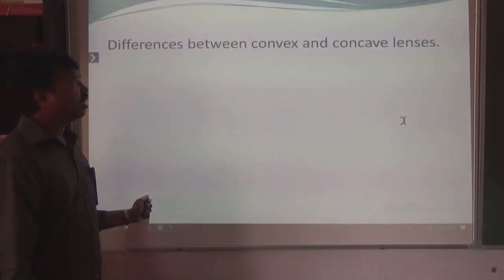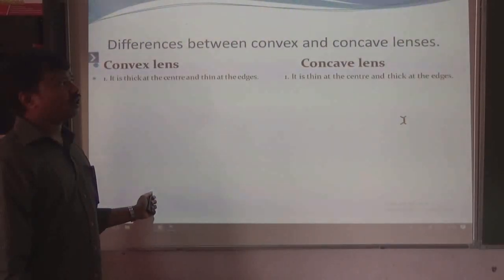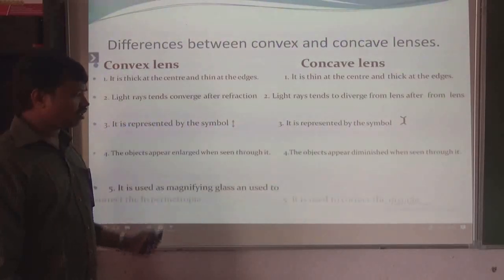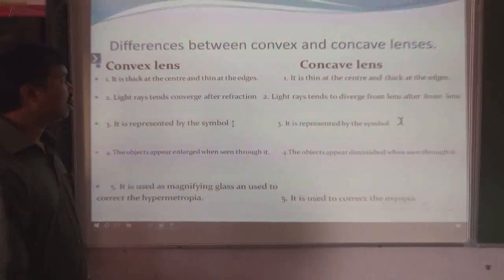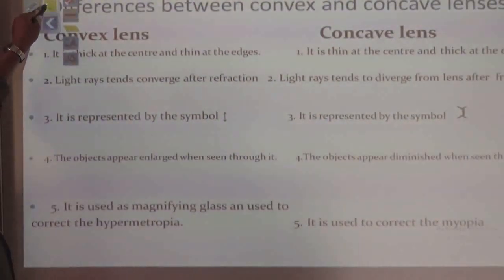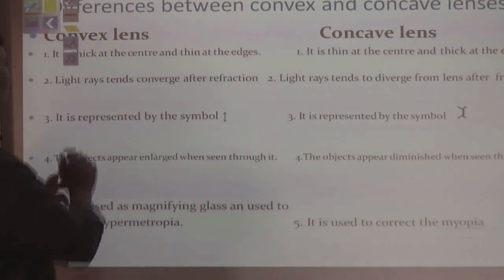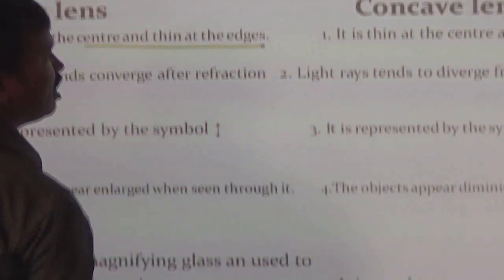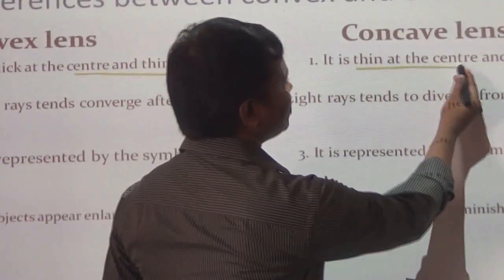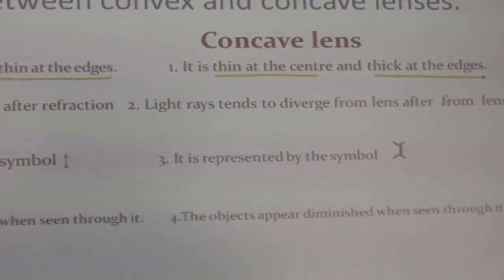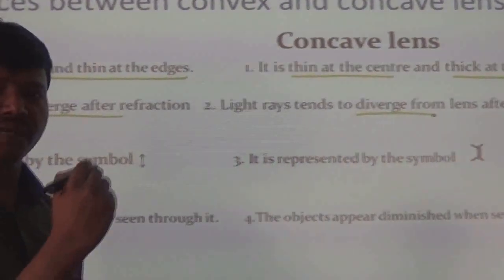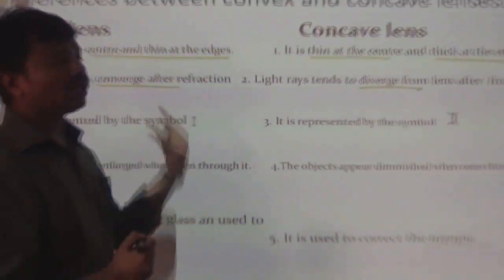What are the differences between the convex and the concave lenses? For this type of question in the examination, the differences must be written. A convex lens is thick at the center and thin at the edges, while a concave lens is thin at the center and thick at the edges. The convex lens is a converging lens, and the concave lens is a diverging lens. To identify the important points, mainly underline those points.